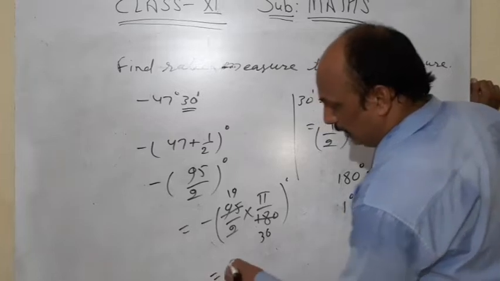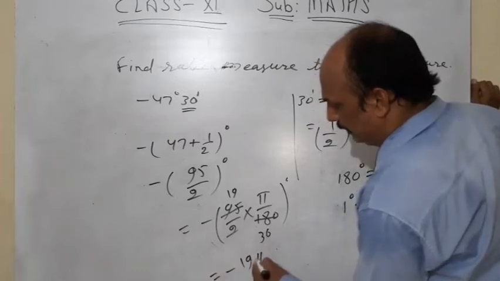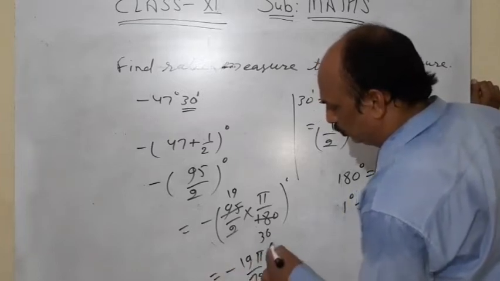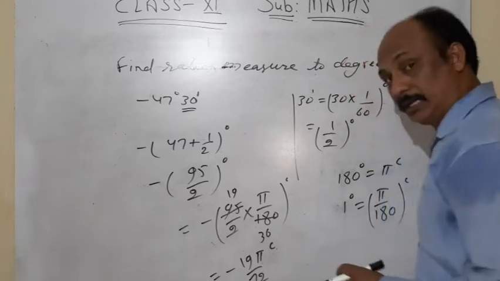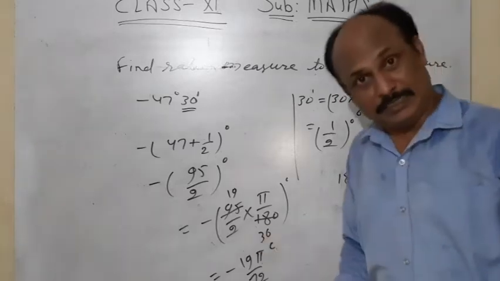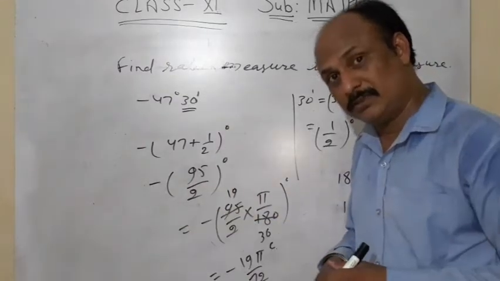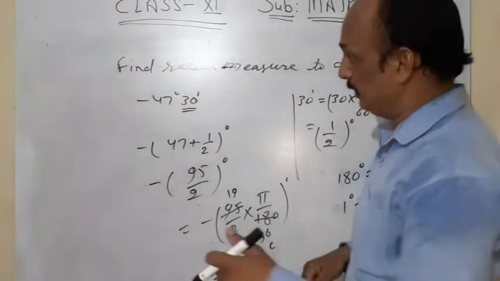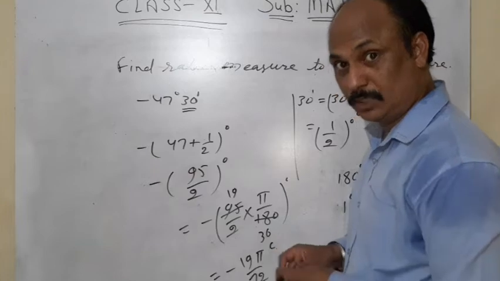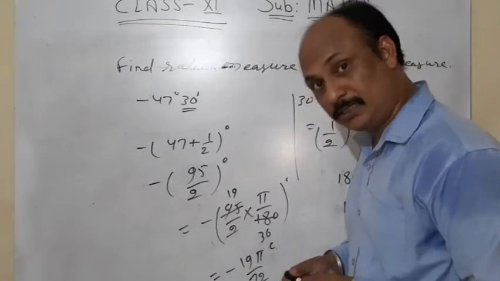Okay, then the answer is minus 19 pi by 72 radian. Is that clear? Can we calculate other questions? Yes, I am taking some other question from our NCERT book first.